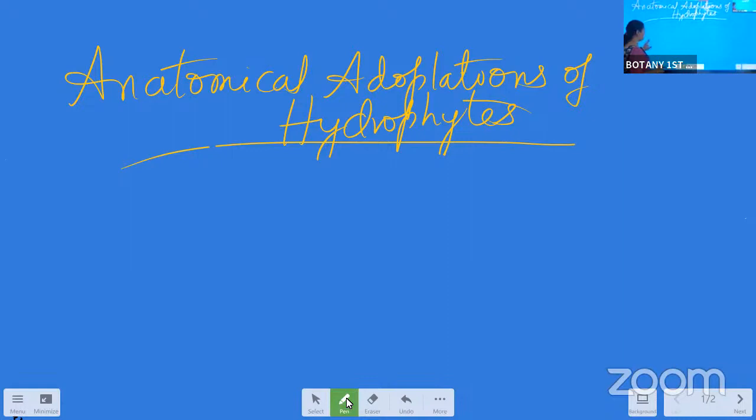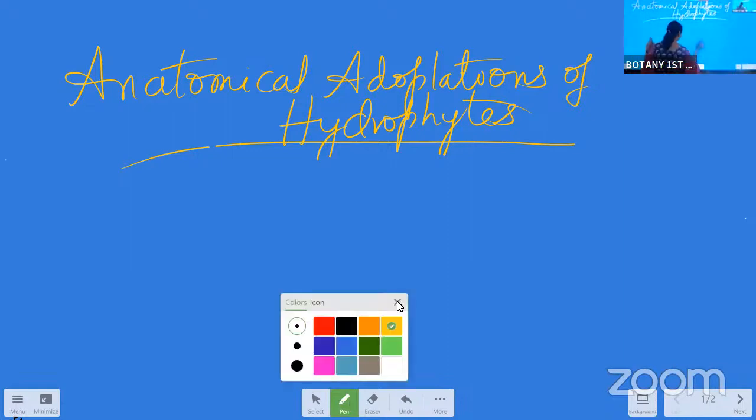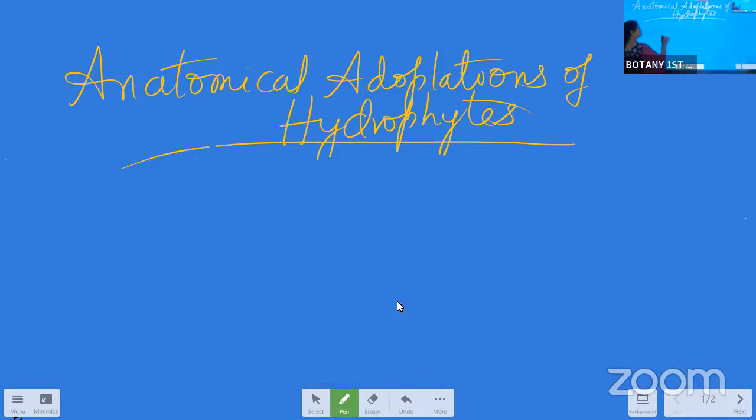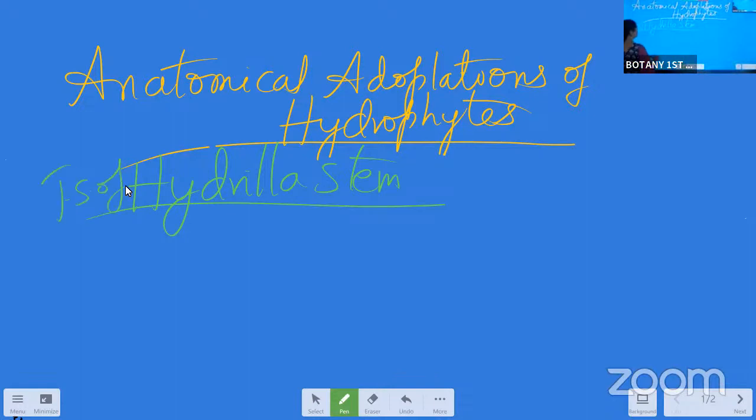Okay. And next comes the diagram. How to draw the diagram. So here we have to draw the diagram for the Nymphaea petiole, otherwise Hydrilla stem. Take it as Hydrilla stem. Because we are saying the xylem shows cavity now. So Hydrilla stem TS. TS of Hydrilla stem. If you know this diagram and the labeling, you can give the anatomical adaptations of the hydrophytes.